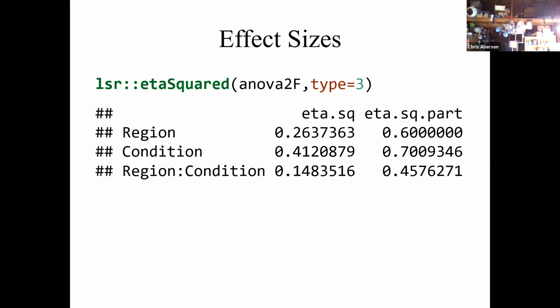For effect size, we use the lsr package, and within the lsr package, there's a command called etaSquared, and we simply apply it to the object that we built, the anova2F, and we want to, again, specify the types of sums of squares, and that's type 3. You'll see it gives us 2 values, eta squared and eta squared partial. It's partial eta squared that people generally present.